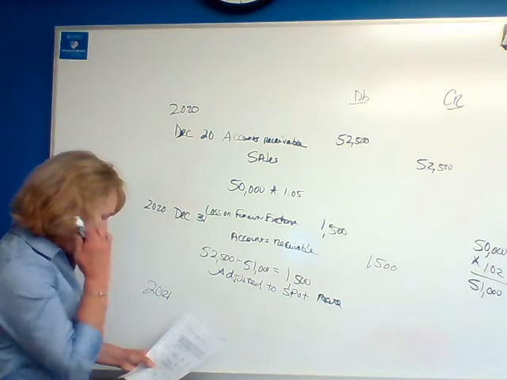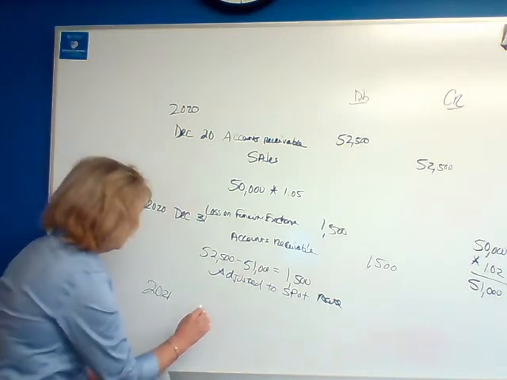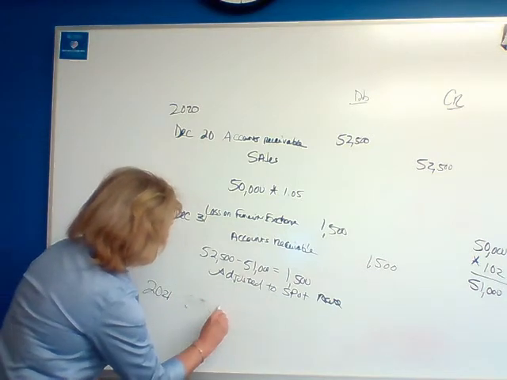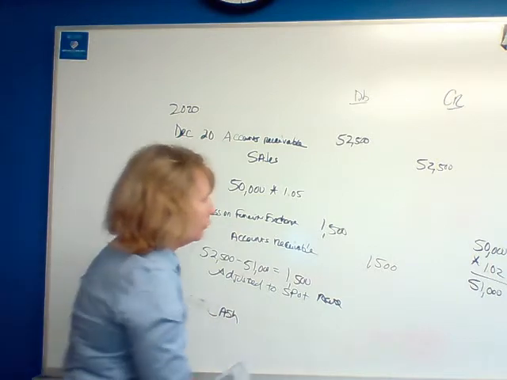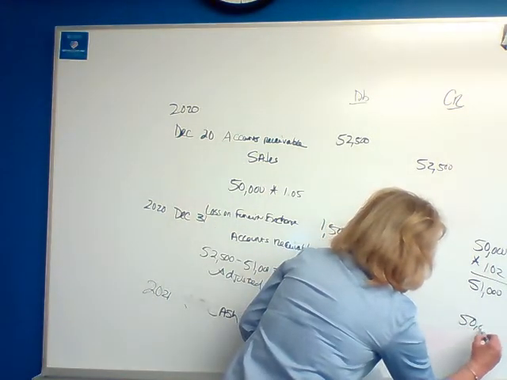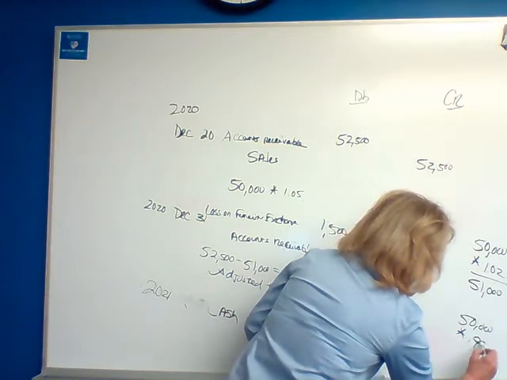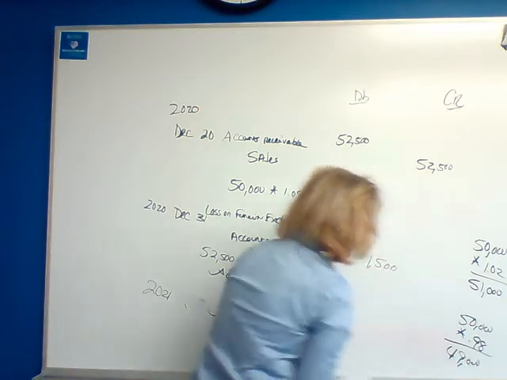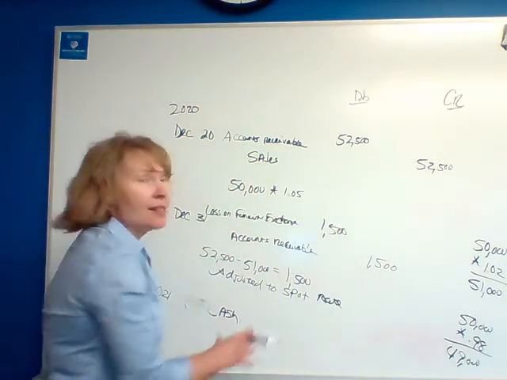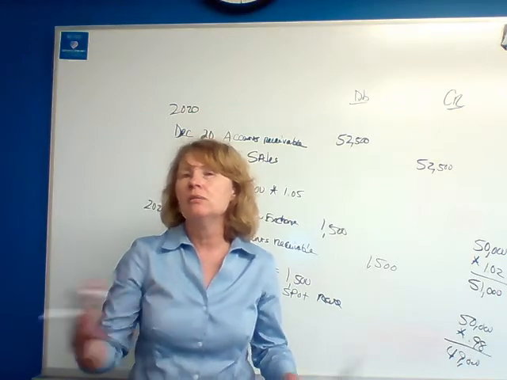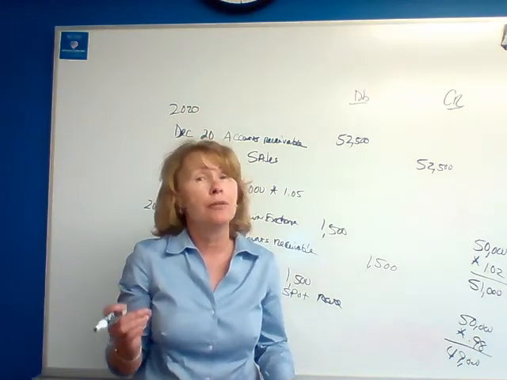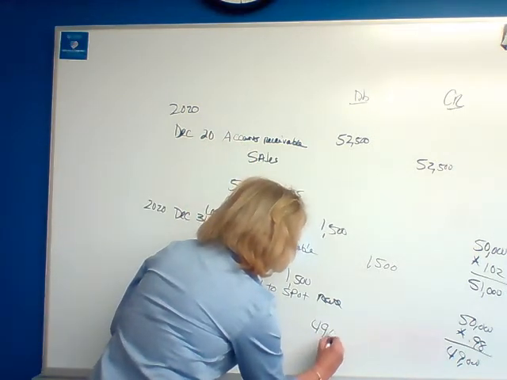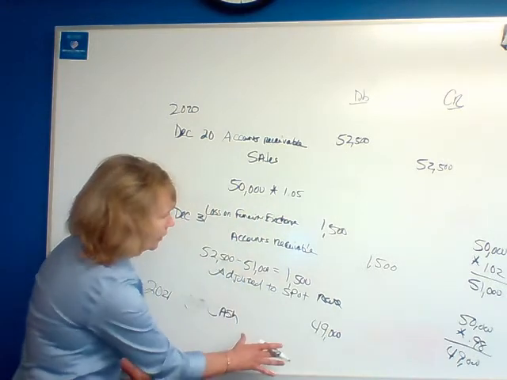So I'm going to debit cash 50,000 times 0.98, and that gives me 49,000. Boy, I'm getting lower and lower. Well, that's the bad thing when companies have international transactions. You have to depend on the spot rate. So debit cash, 49,000.